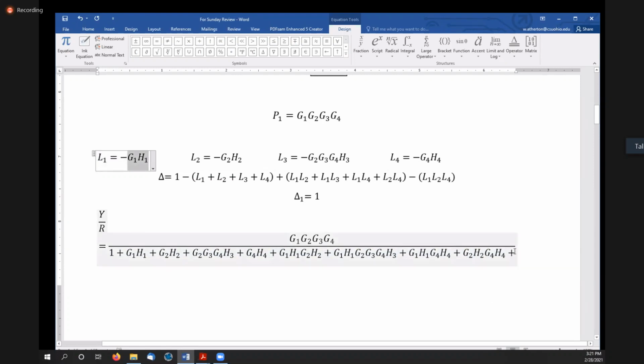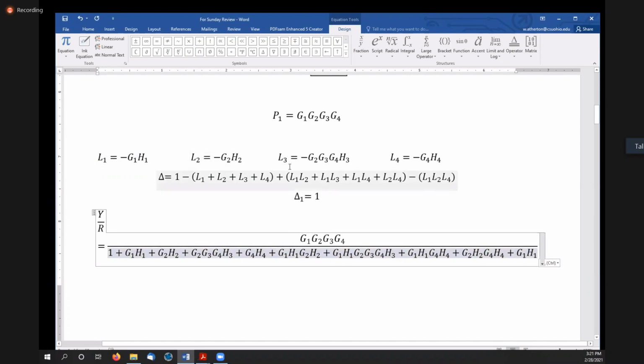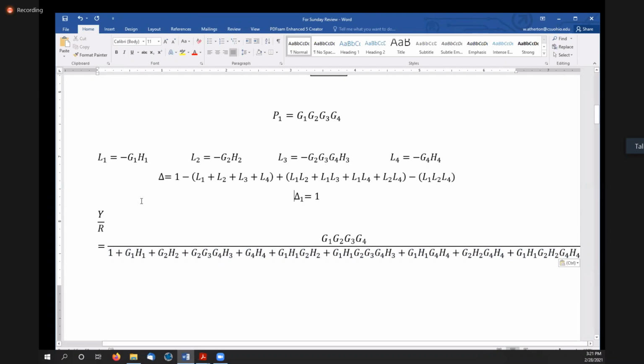All right, loop 1, loop 2, and loop 4. There we go. Oh, how come that's so big? Anyway, that's the easy way to do it.